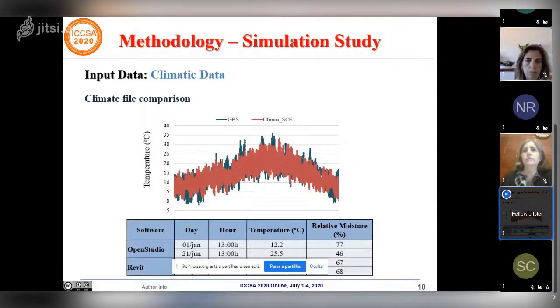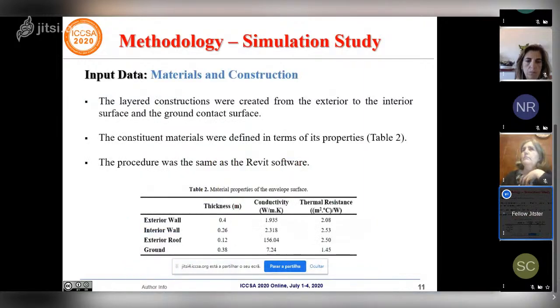And if we compare 2 specific days, you can see there is a difference of 2 degrees Celsius between the data from both softwares. Regarding the materials and construction, the process was the same on both software. The layered constructions were created from the exterior to the interior surface and the ground contact surface, and the materials were defined in terms of its properties, as we can see on table 2.